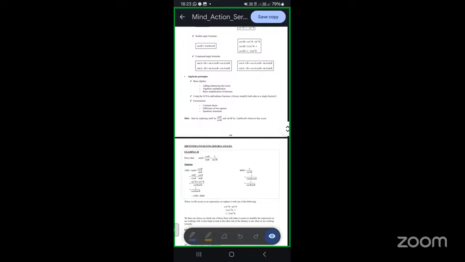Yes, sir. Okay, then let me repeat this example 20 that I was explaining here. I was looking at this example here. We are required to prove that tan theta plus cos theta all over sine theta is equal to 2 all over sine 2 theta.